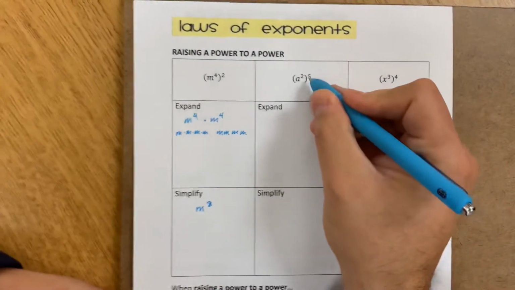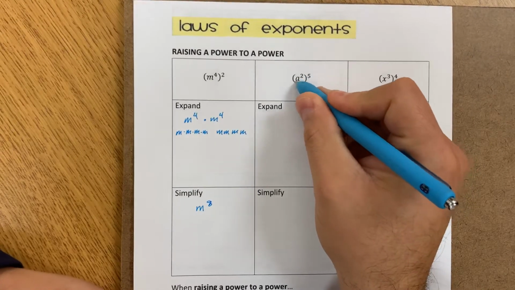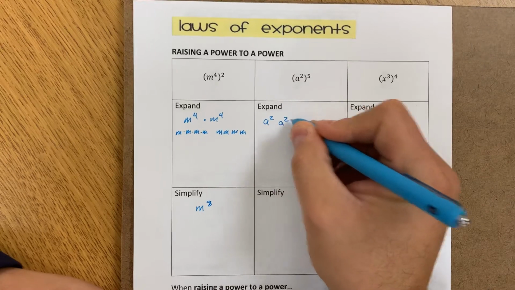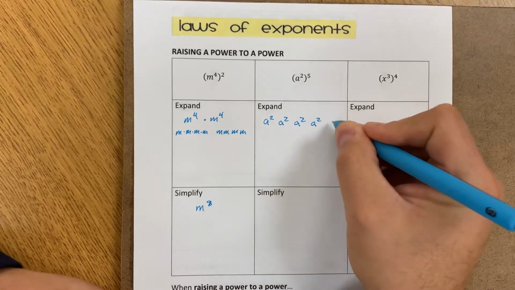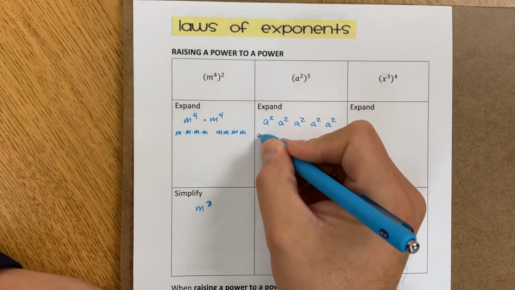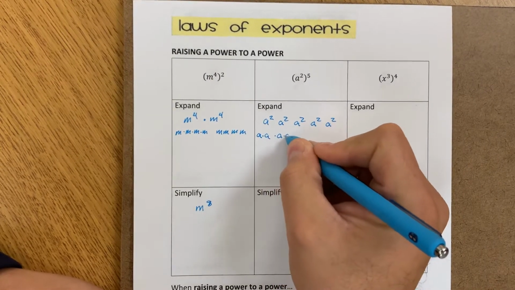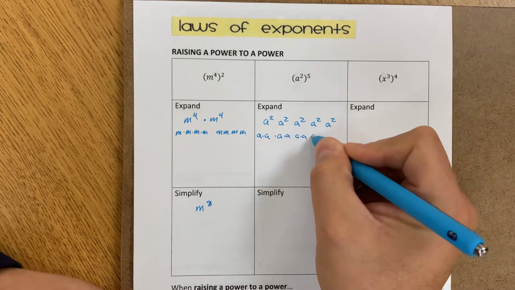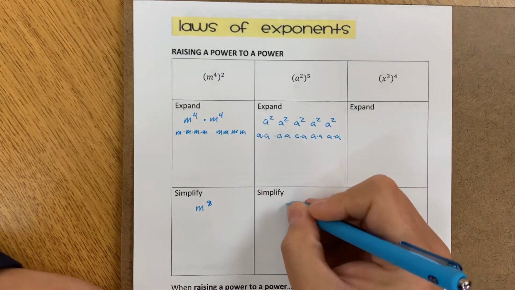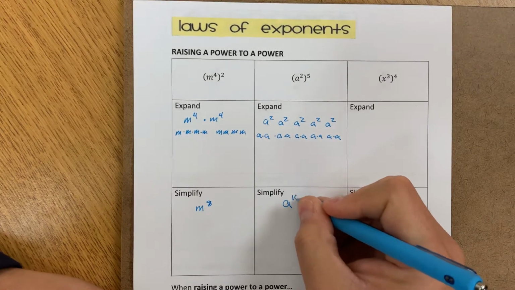All right, next one. This 5 tells you that there's a squared 5 times. A squared, a squared, a squared, a squared, a squared. So we'll expand that out to more: a times a, a times a, a times a, a times a, a times a. So we now have a to the 10th power.